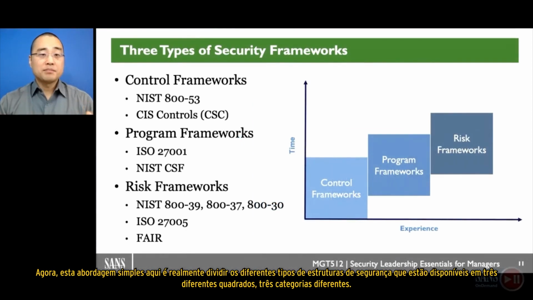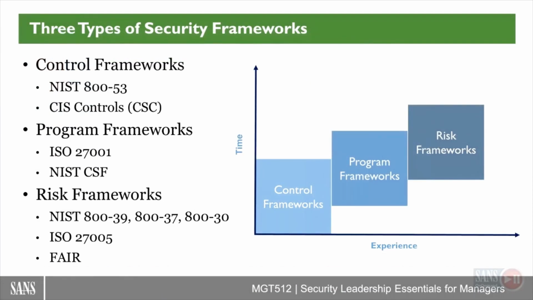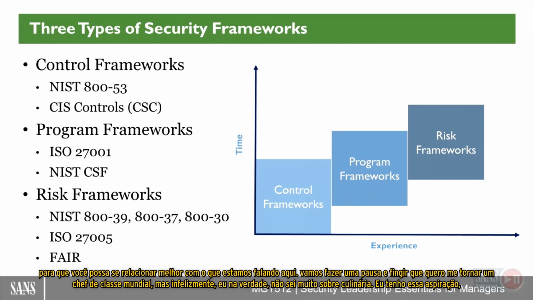Now, this simple approach is really to divide up the different types of security frameworks that are available into three different buckets, three different categories: control frameworks, program frameworks, and risk frameworks. Before we get into the details, I want to share with you an analogy so that you can better relate to what we're talking about.